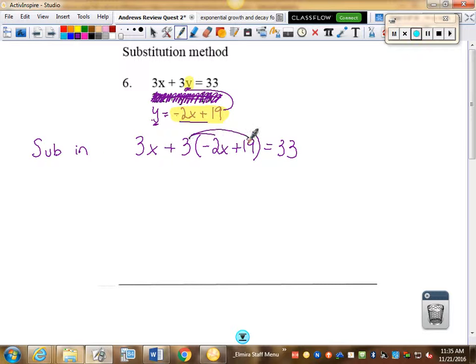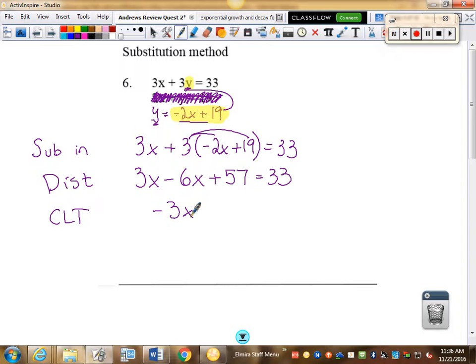Then I'm going to distribute. So bring down 3x. It's awfully tempting to bring down this plus sign, but positive 3 times negative 2x is actually a minus 6x. So that's a sign error that I don't want you to make. Think through your signs. 3 times 19, they're both positive, so plus 57 equals 33. So that was distributing. Then I'm going to combine like terms. 3x take away 6x is a negative 3x.